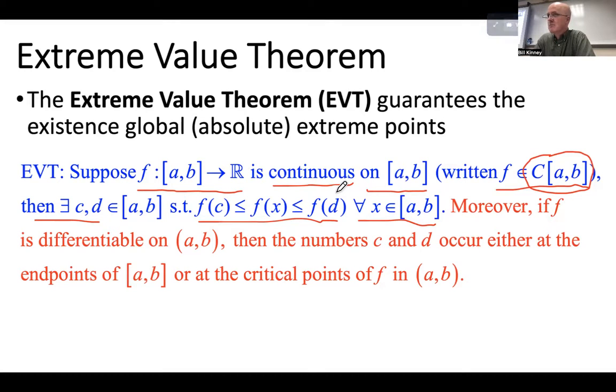I'm using the word global. You can also use the word absolute. I prefer global. The book uses absolute. You got a global max and global min value. The global min occurs at c, the global max occurs at d. But how do you find c and d?